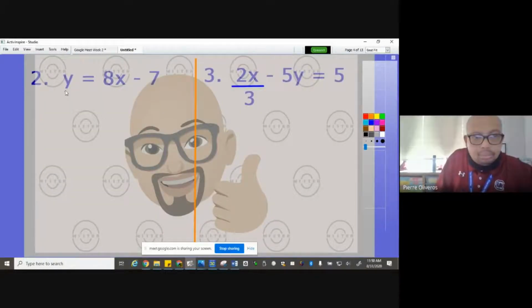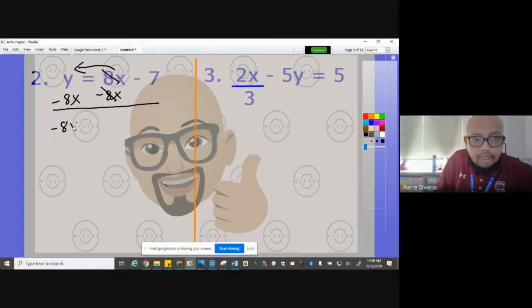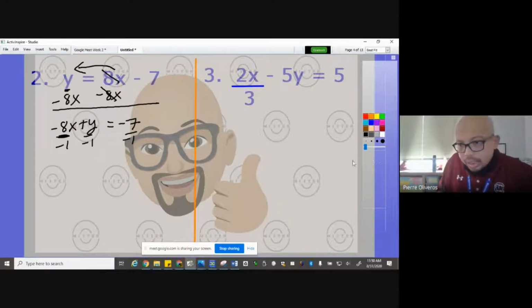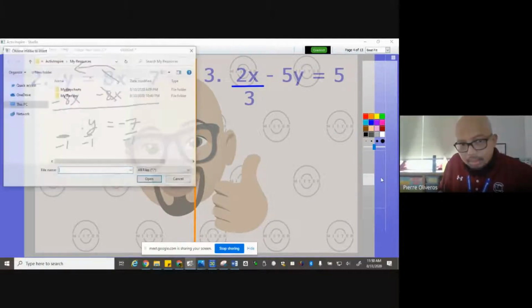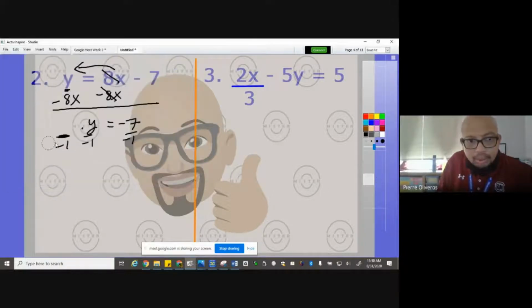One more. Number 2, y is equal to 8x minus 7. Again, the x and y must be together, so I'm going to move this one to the left side by subtracting 8x. This will cancel out, and I will have negative 8x. This is positive y, so I'm going to put plus y here, is equal to negative 7. Again, this is negative. I need this to be positive, so I'm going to divide them all by negative 1, or I can just flip all their signs. Oops, that's wrong. Let me do it again. Sorry, my board is messing me up right now.